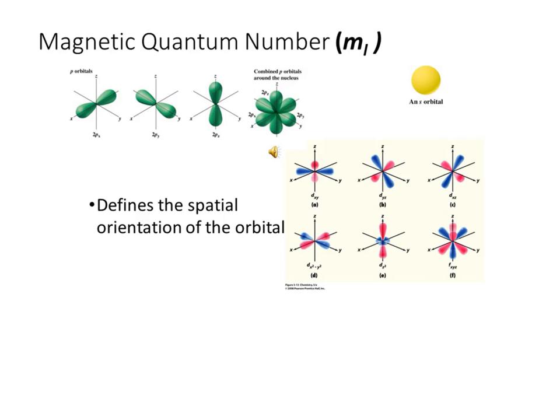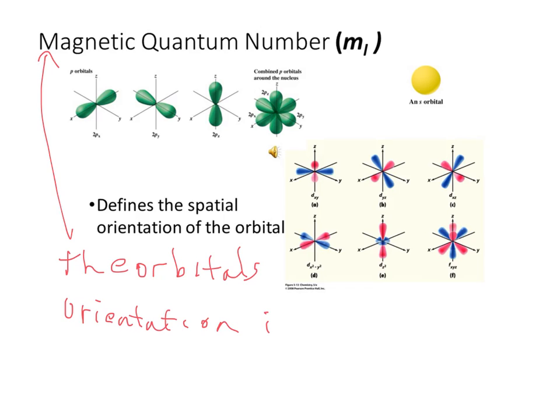The easiest way to tell what the magnetic quantum number is telling us is to say that the magnetic quantum number says the orbital's orientation in three-dimensional space. For example, first of all, let's look at our rule real quickly about the values that m sub l could have.